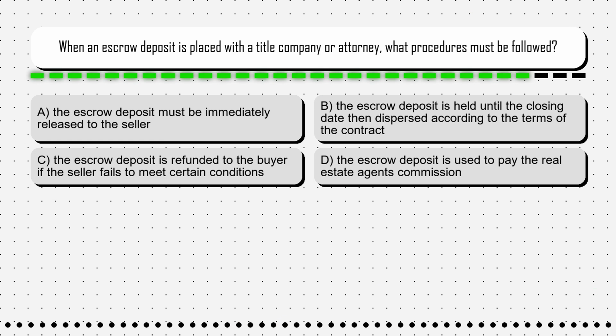Question 88. When an escrow deposit is placed with a title company or attorney, what procedures must be followed? Option A, the escrow deposit must be immediately released to the seller. Option B, the escrow deposit is held until the closing date then dispersed according to the terms of the contract. Option C, the escrow deposit is refunded to the buyer if the seller fails to meet certain conditions. Option D, the escrow deposit is used to pay the real estate agent's commission.